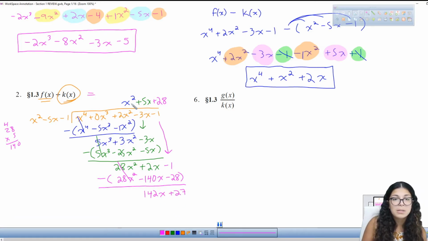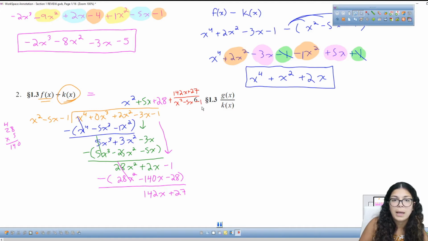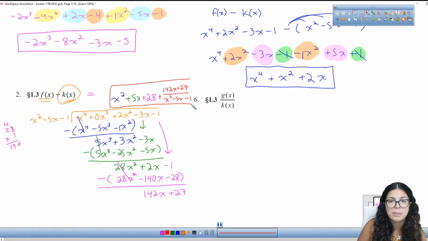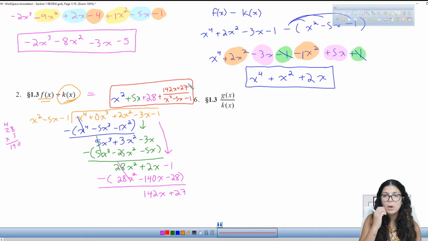So this equals x squared plus 5x plus 28 plus the remainder, which is 142x plus 27, over the divisor that I divided by, which was x squared minus 5x minus 1. I'm just going to go ahead and move this over because it doesn't look right. There we go. So that is my quotient, my result.